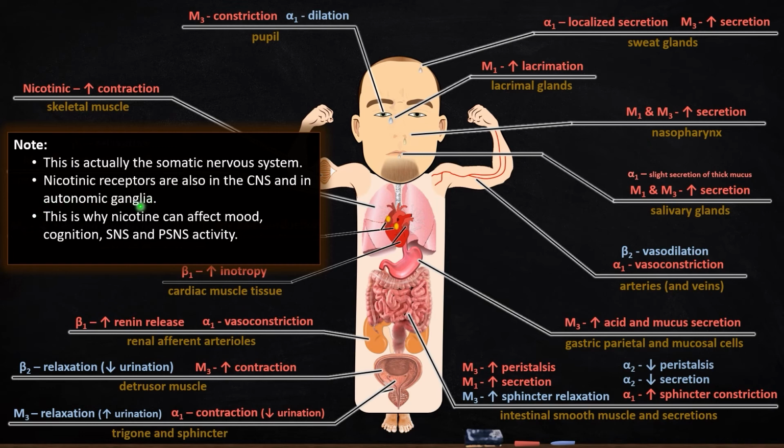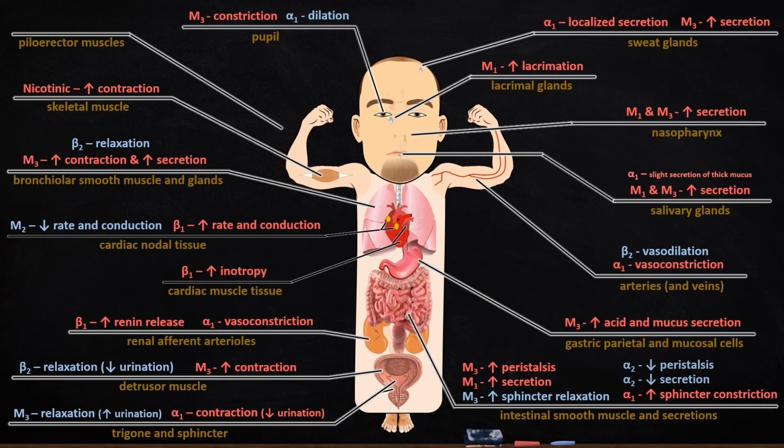So that's why nicotine could affect mood, cognition, sympathetic activity, and parasympathetic activity, because those ganglia are in both arms of the autonomic nervous system. So nicotinic activation is a lot more complicated than some of these other receptors that we talked about. But I just wanted at least to introduce that point, in case you were wondering, well, we talked about muscarinic, we talked about adrenergic, what about nicotinic cholinergic, and that's where this is going to be involved.